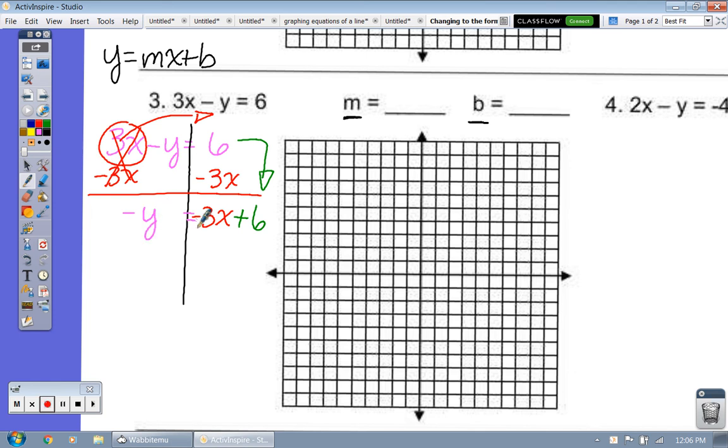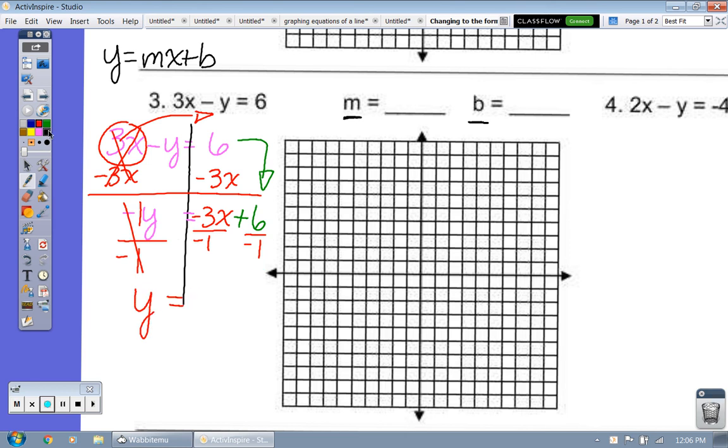Now we do not have this in y equals. This is in negative y equals. In fact, there's something in front of this y. There's a negative 1 right here. And our last step is to divide by what we have in front of y. So we need to divide everything by negative 1. Now we have y by itself.